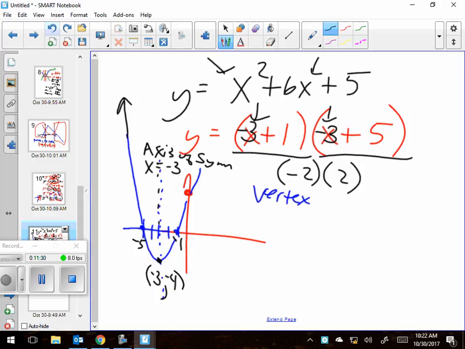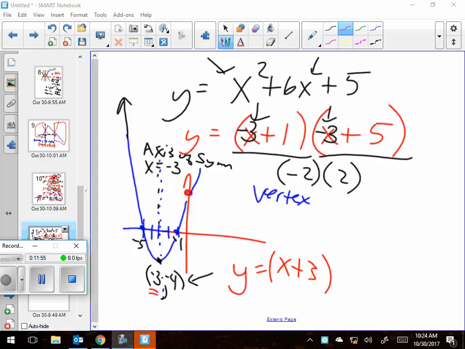What is the vertex form of this equation? Ooh, now that I know the vertex, everybody try to write me vertex form for this equation. I'll pause while you give that a try. Okay, Lisa, give this one a shot. Starts with y equals. Yep. X plus 3. You used the opposite of this one. Awesome. Keep going. Yep.